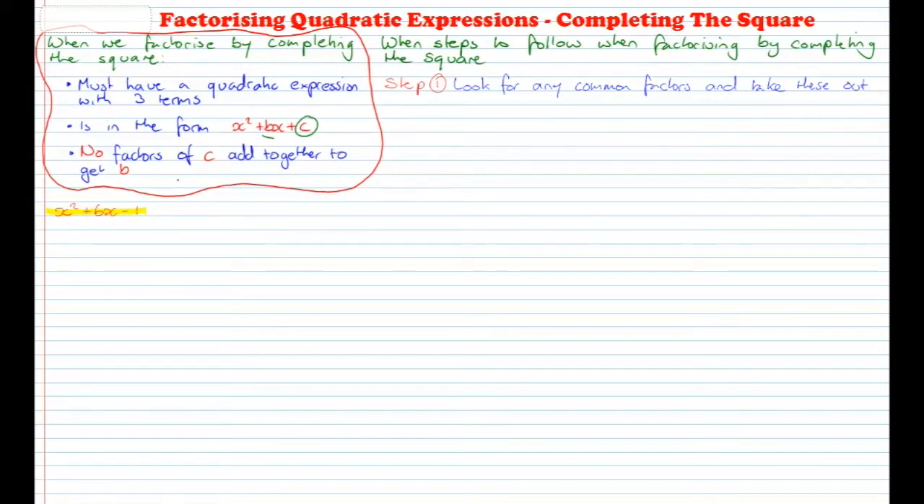And are there no factors of c that add together to get b? Let's have a look at the factors of c being negative 1. The factors of negative 1 are negative 1 and 1. And do these add together to get 6? Well, no, they don't. So we can actually factorise by completing the square.